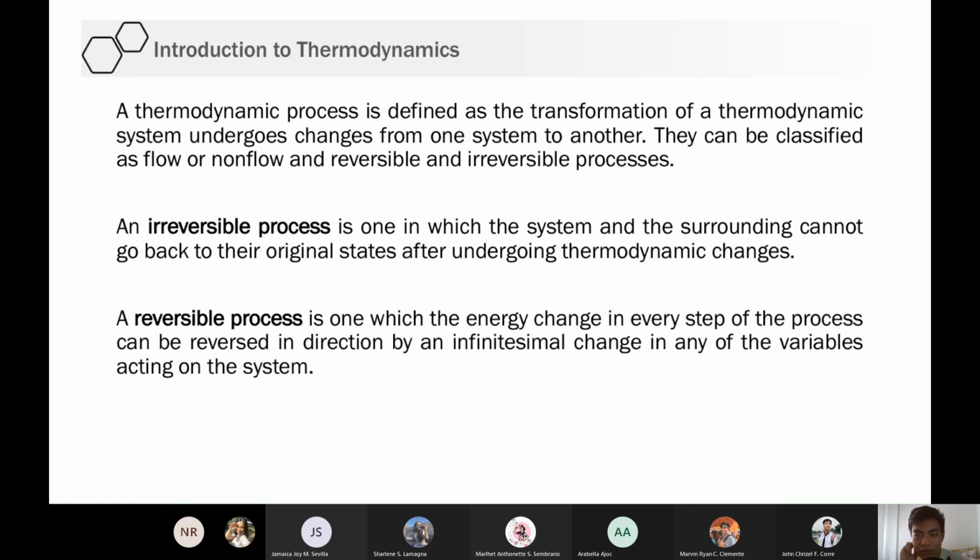Okay. So itong dalawa, mabilisan lang natin to dadaanan kasi babalikan din natin siya later. When you say irreversible process, these are processes wherein mayroong sudden change, no.